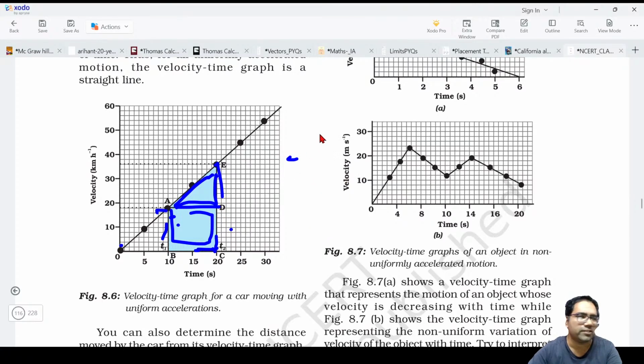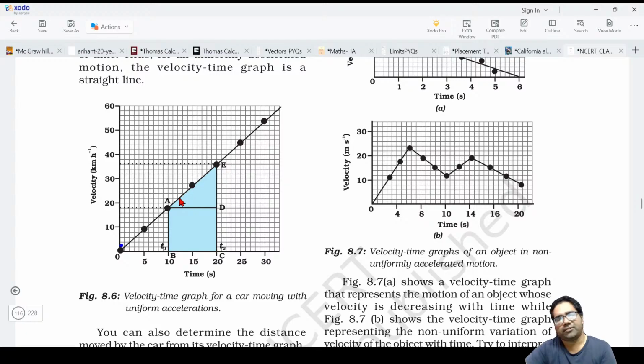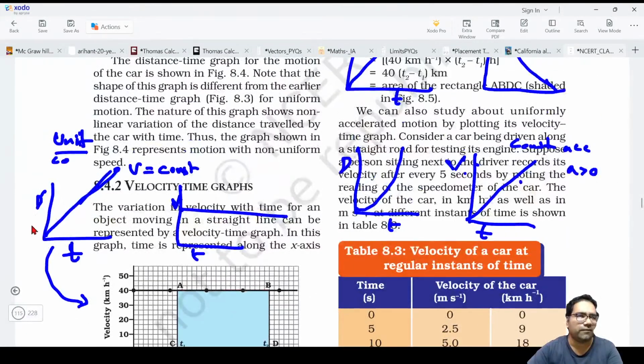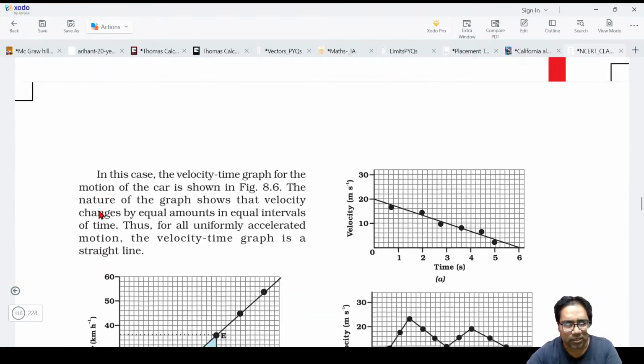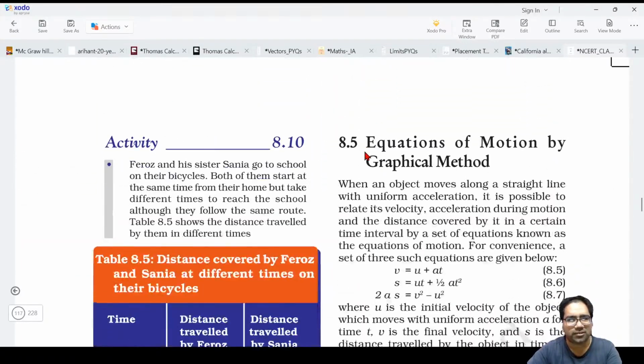So now what is the important thing here? Distance in a velocity time graph is the area under the graph. In a velocity time graph, distance is area. In a distance time graph, velocity is the slope. But you don't have a slope here, I think. You just have the area concept.